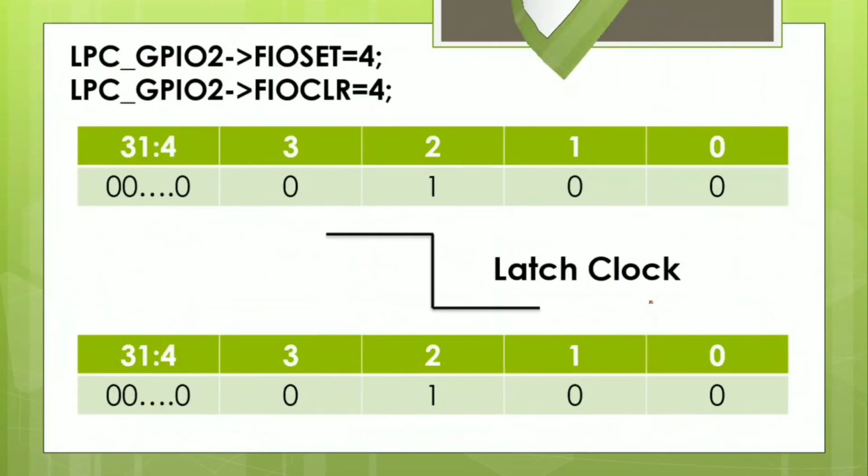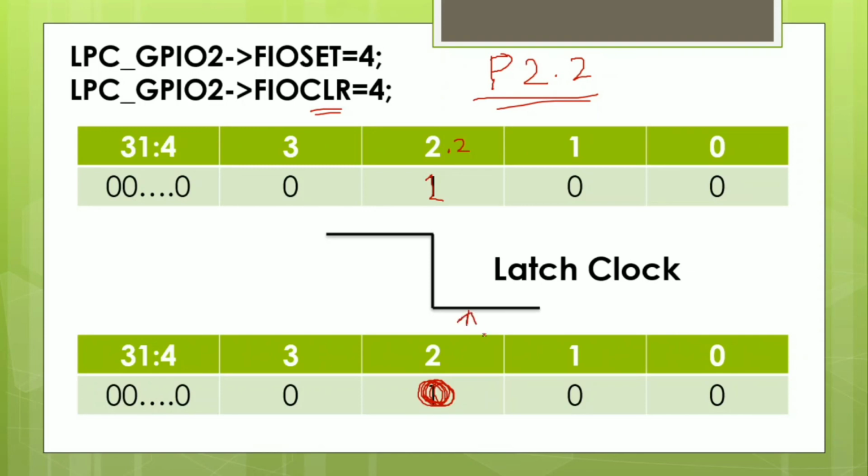Next is the latch clock. The latch clock is controlled with pin number 2.2. So pin number 2.2 is initially given 1, and next you are going to clear it. Sorry, make this 0. So next you are going to clear it, and once you clear it, it becomes 0.